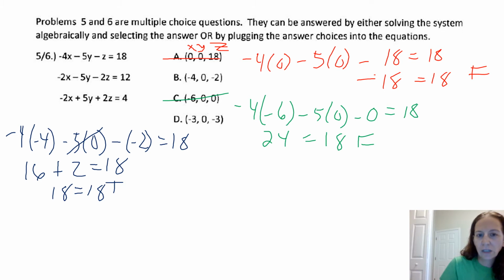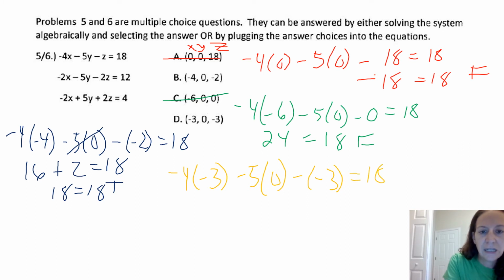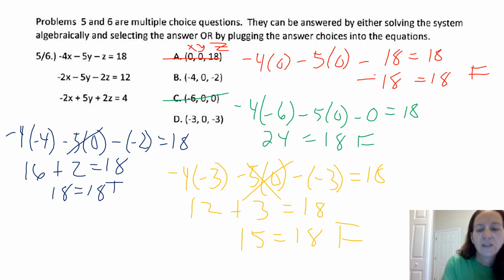All right, so let's check that out. So I'm going to try D. -4 times -3 minus 5 times 0 minus -3. See if that's equal to 18. 12. I love zeros. Zeros are the best thing ever. They're like the happy numbers. Okay. So what happened there is that I ended up with 15 equals 18, which is false. And then what I just did was I eliminated answer choice D. So therefore, we are totally on board with answer choice B on that one.